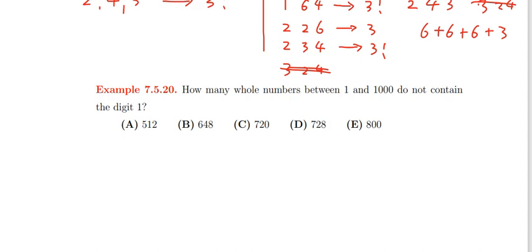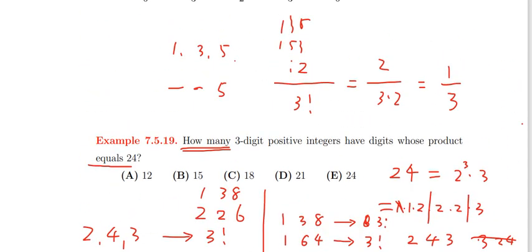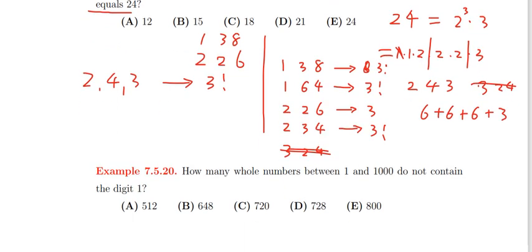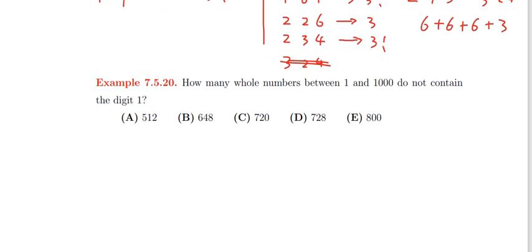So for this problem, how many whole numbers or integers between 1 to 1000 do not contain the digit 1? So let's say 819, we can count this, right? Or 71, we can count this. But numbers containing a 1 we cannot count. So how many such numbers?